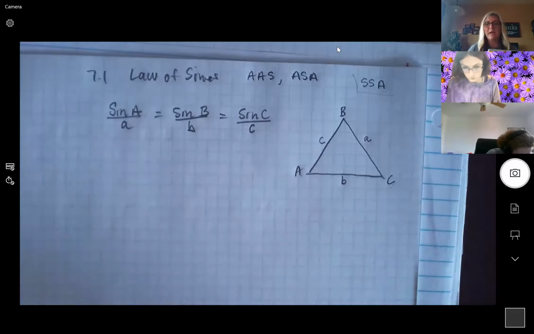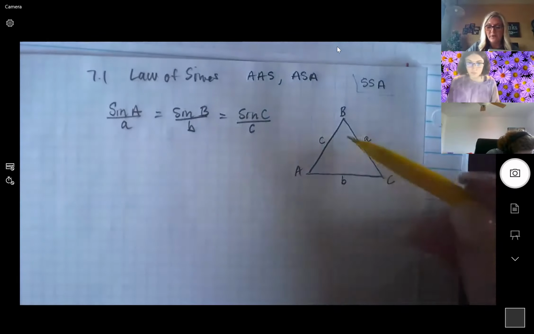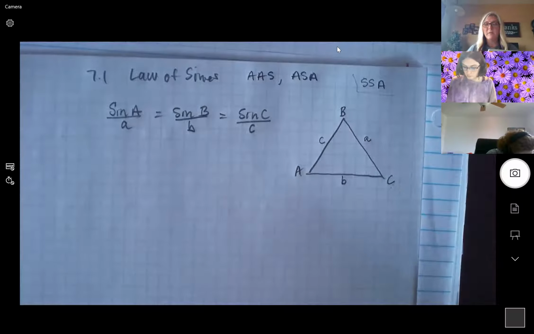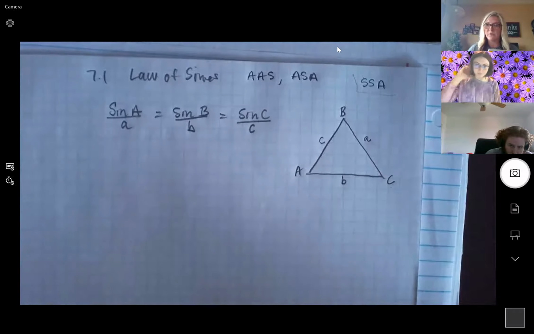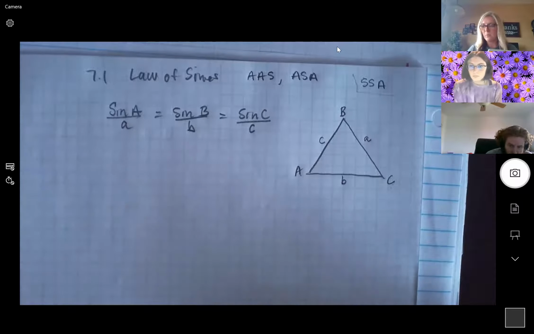Now, we're never going to have angle, angle, angle. We're never going to have just all three angles. We are not able to solve because that means we don't have any congruence in triangles. If we just know they're similar, we can have similar triangles, but we won't have congruent triangles. So you won't run into an angle, angle, angle. Just so you're aware of that.